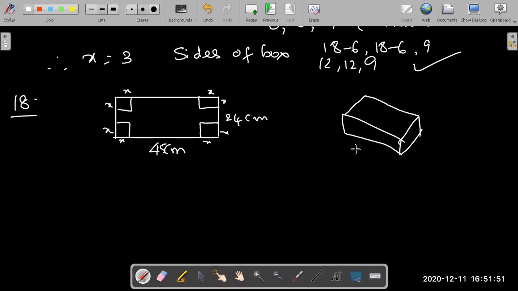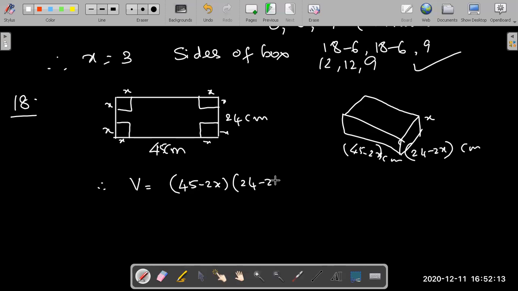So now this side will be 45 minus 2x. This side will be 24 minus 2x centimeters. And this is x centimeters. Therefore, volume V equal to 45 minus 2x into 24 minus 2x into x. This is the volume. We need to maximize this volume. So in this case, it is best to multiply everything rather than using the UV rule. So I would suggest to multiply.